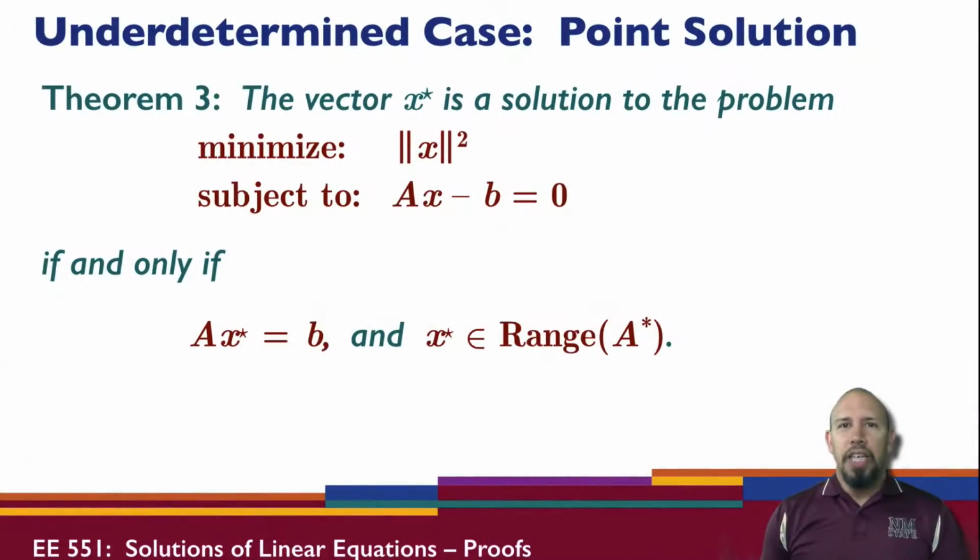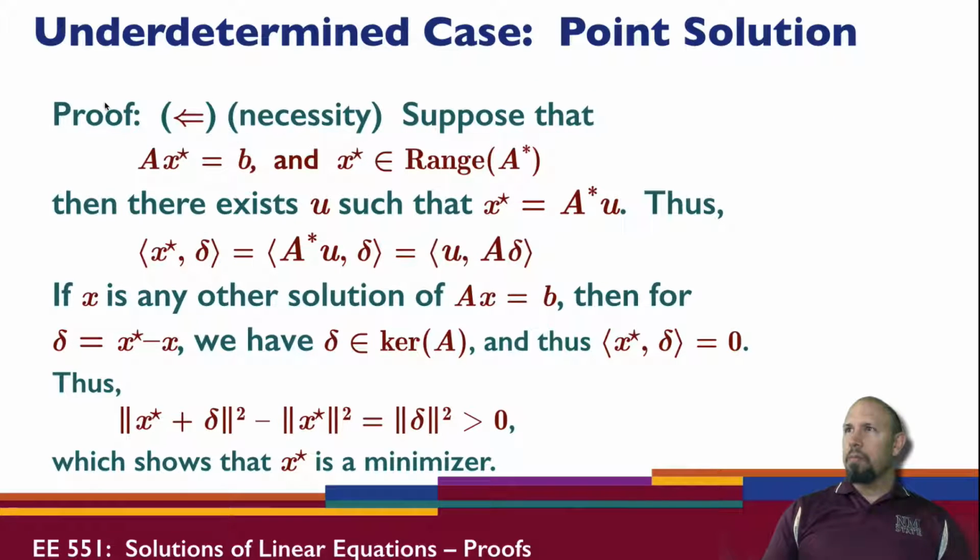We now move on to the underdetermined case, which says this. The vector x star is a solution to this constrained minimization problem if and only if x star is a solution and x star is in the range of A adjoint. So we got a little stuff going on here. What does that even look like? Because we have if and only if, we have to prove both necessity and sufficiency. So we start off with the necessity in this case.